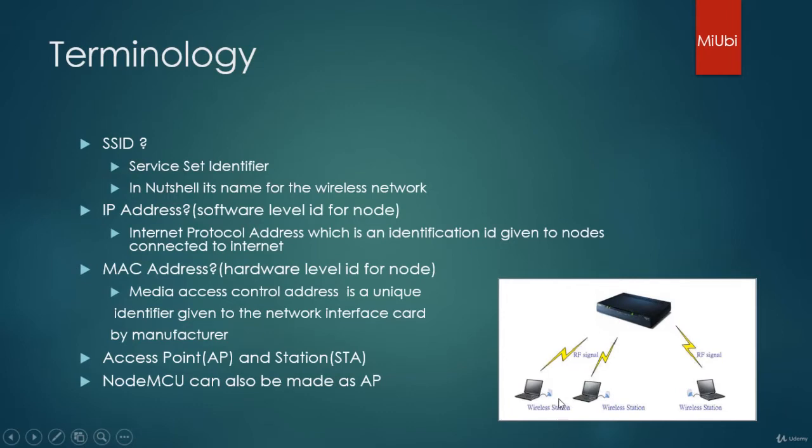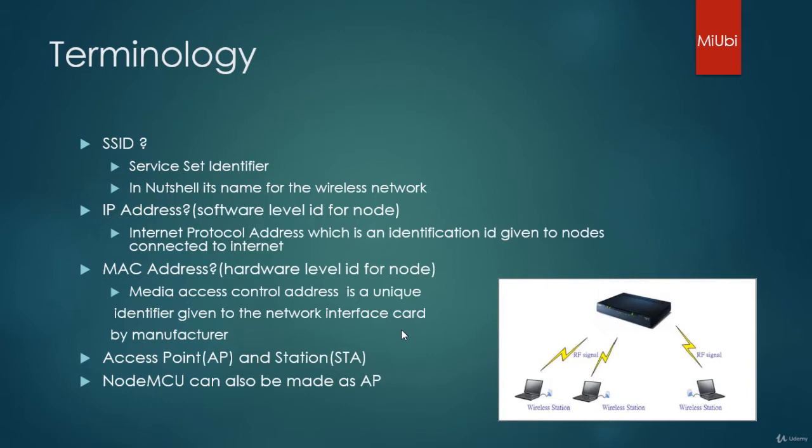So a wireless station is something like your laptop trying to connect to your Wi-Fi router, which is the access point here. Now, NodeMCU can also be made an access point. By default, the NodeMCU is an access point, and if you want it to be a station, a device which wants to connect to the internet or the network, you have to explicitly mention it in the code and enable it to work as a station.